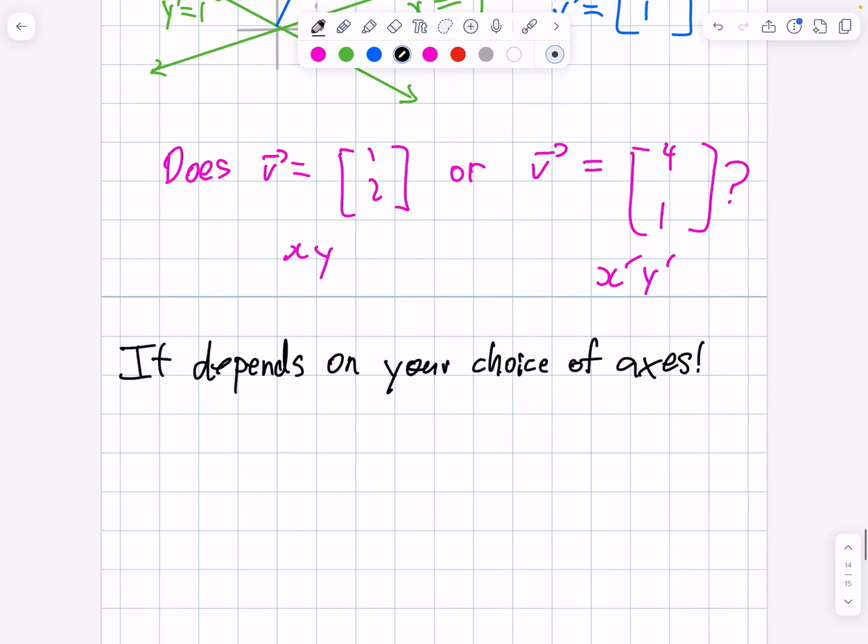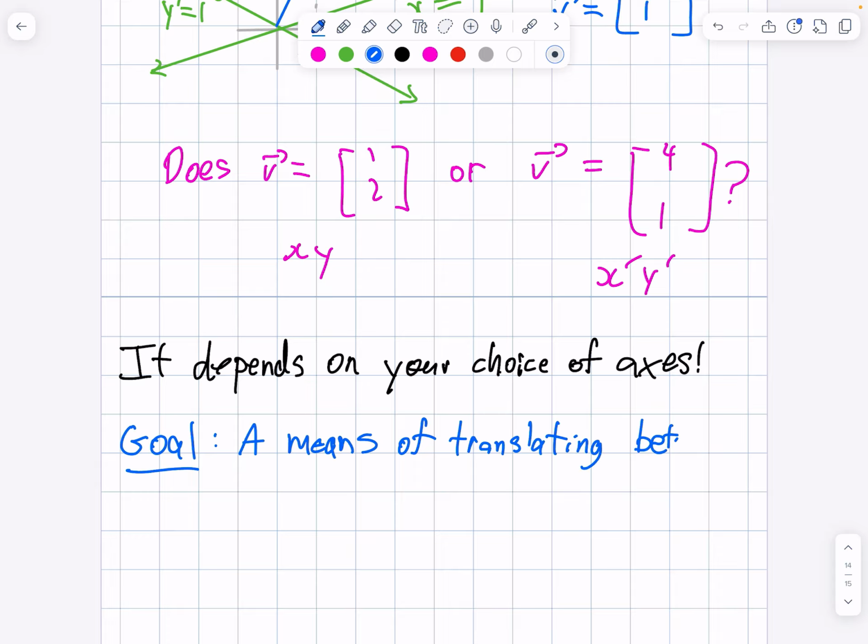So the goal of this section of the course, basically the last topic in this course, which we'll cover next lecture, is a means of translating between the two coordinate systems.